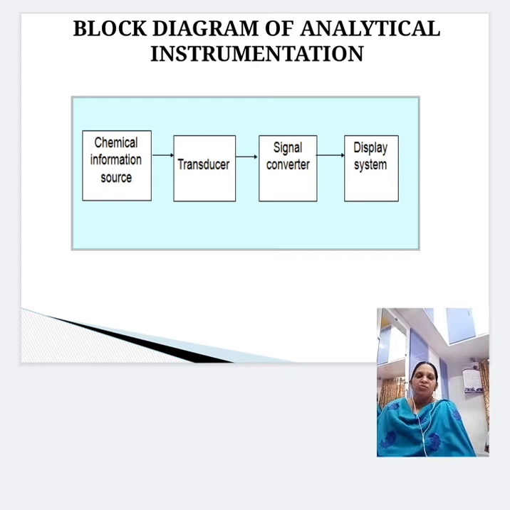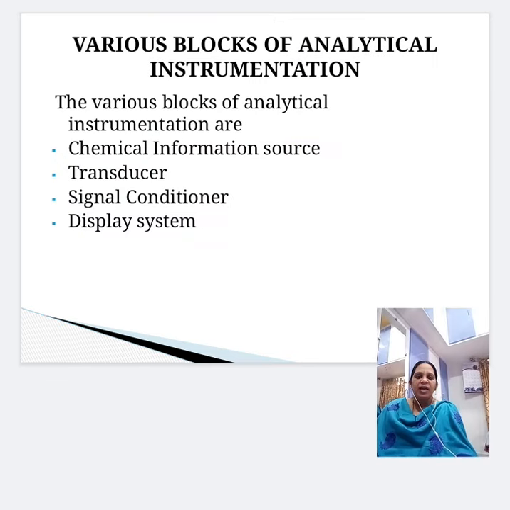So this instrumentation comprises 4 basic elements. The first one is the chemical information source. The second one is the transducer. The third one is the signal converter or signal conditioner, whatever it may be. And the fourth one is the display system.